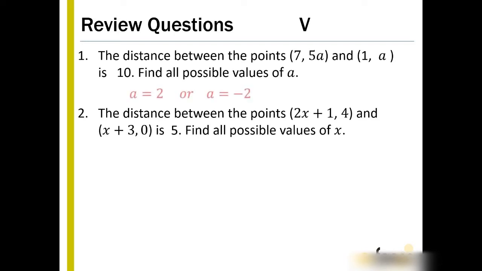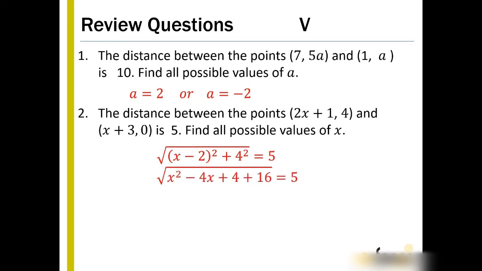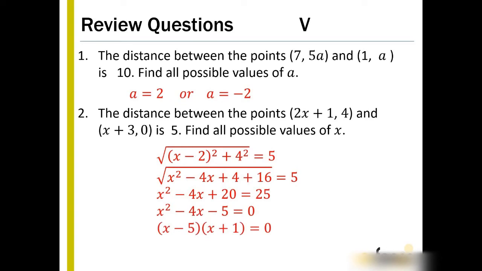Here are the answers. a is 2 or a is negative 2. The square root of (x minus 2) squared plus 4 squared is 5. So this means that the square root of x squared minus 4x plus 4 plus 16 is 5. So x squared minus 4x plus 20 is 25 if we square both sides. So x squared minus 4x minus 5 equals 0. So (x minus 5)(x plus 1) equals 0. So x equals 5, or x equals negative 1. This is the end of lesson 1.